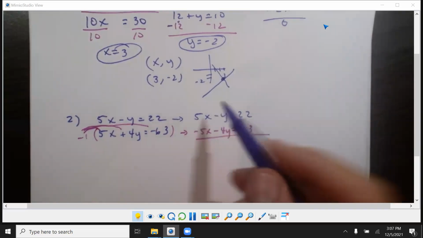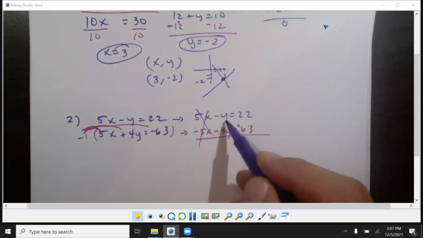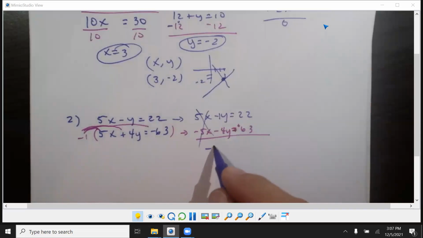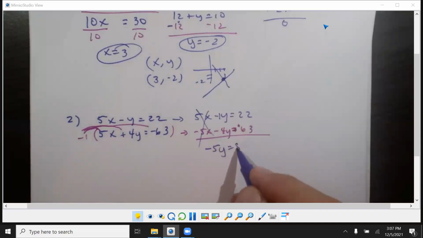All right. -5 plus 5 minus 5 is 0. A -1y. Remember that anytime you see a letter, there's a 1 in front of it. So we'll just put an imaginary 1 there. So -1 and -4, that's a -5y. And 22 plus 63 is 85.